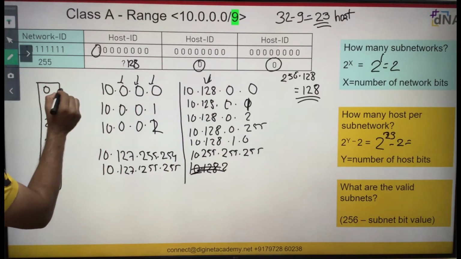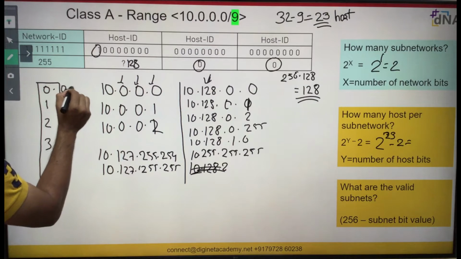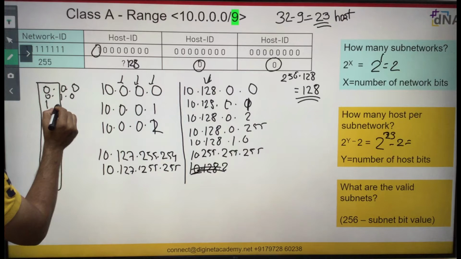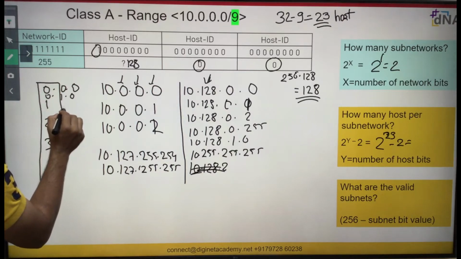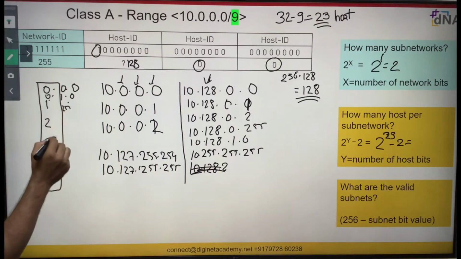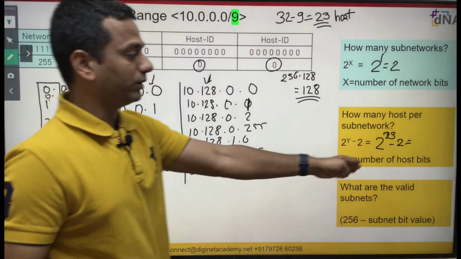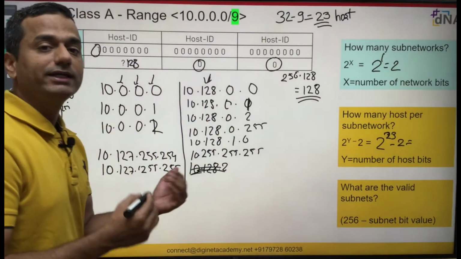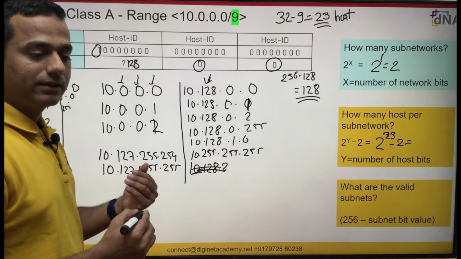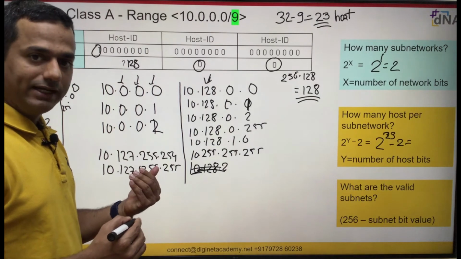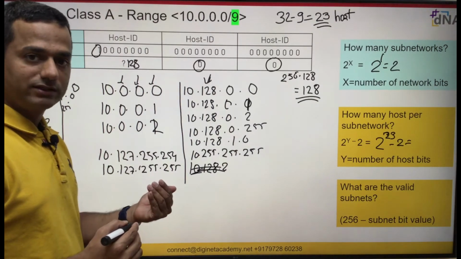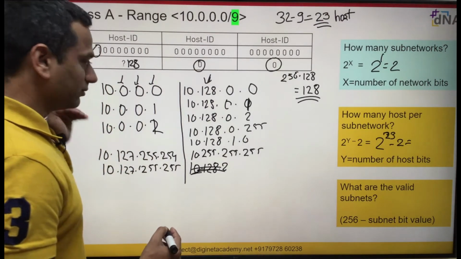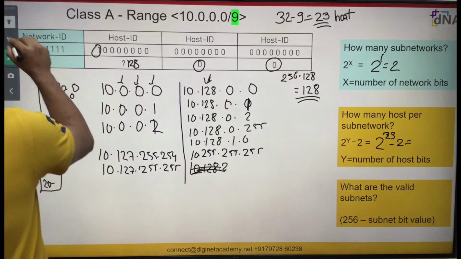With 0.0, then 0.1.0 with 0 there will be up to 255, then 0.2, right, that is how you are getting 2 to the power 23 minus 2 hosts. Got it, right? So there will be a definite increment of 128 in the second octet, right? But still you have the third and fourth octet for your host. So accordingly you have to calculate the host. Okay, no problem. So let me repeat, right?